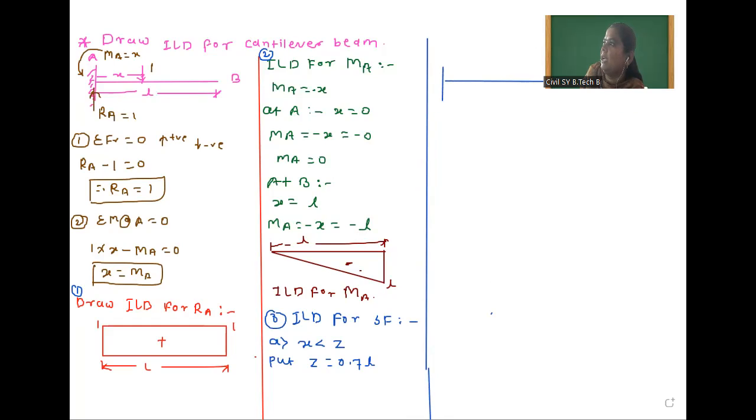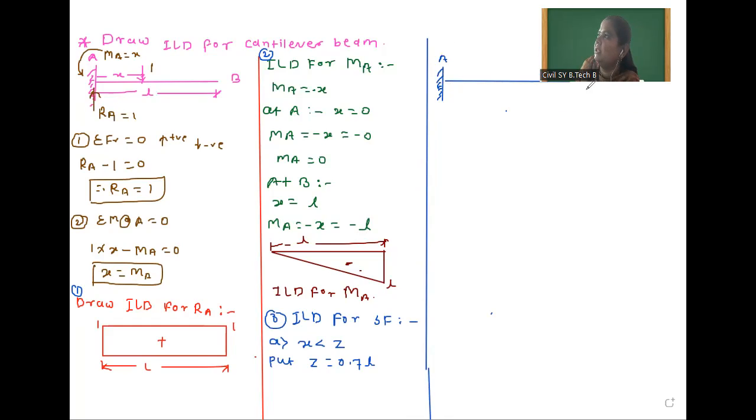Suppose this is our cantilever beam. This is the original beam. A end is fixed and B end is free. Now we will locate z location, suppose here. Suppose this is C point and this distance is z. So the remaining distance is L minus z. And suppose at this location our unit load is applied, and this perpendicular distance is x. So this condition is x should be less than z.